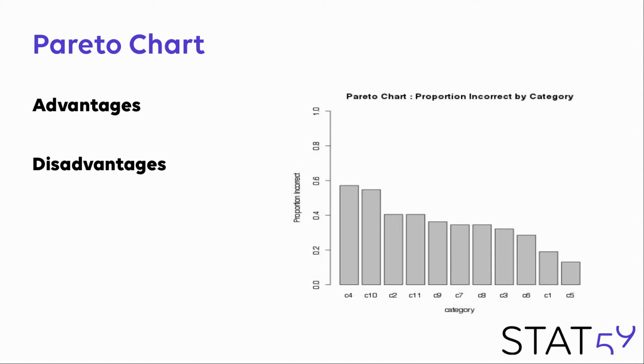One of the cautions and the disadvantage of Pareto charts is, remember that people's conception will be that the larger bars are more important. So you can see here we've actually sort of reversed what we've plotted. We've plotted the proportion incorrect, showing that the first bar for C4 is the most important. So you may need to reverse your data to get that importance out.